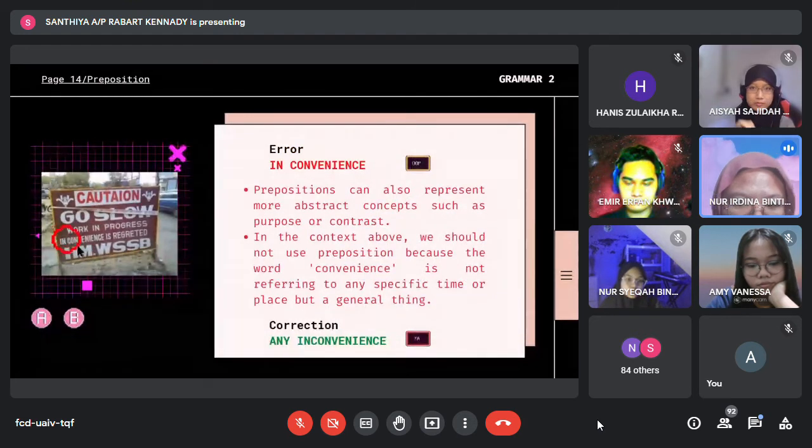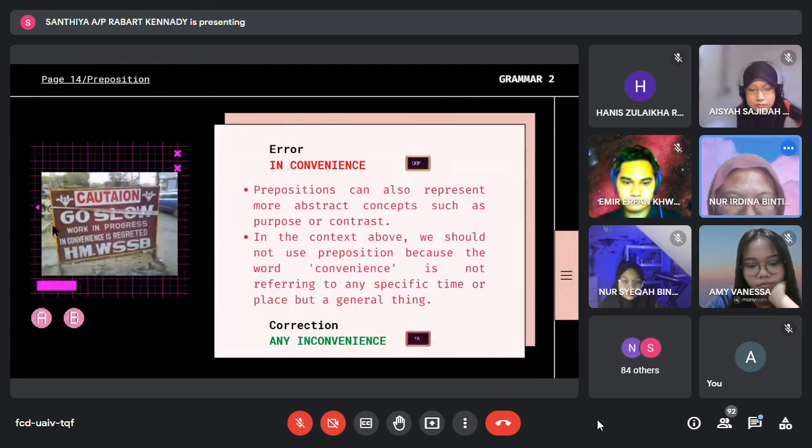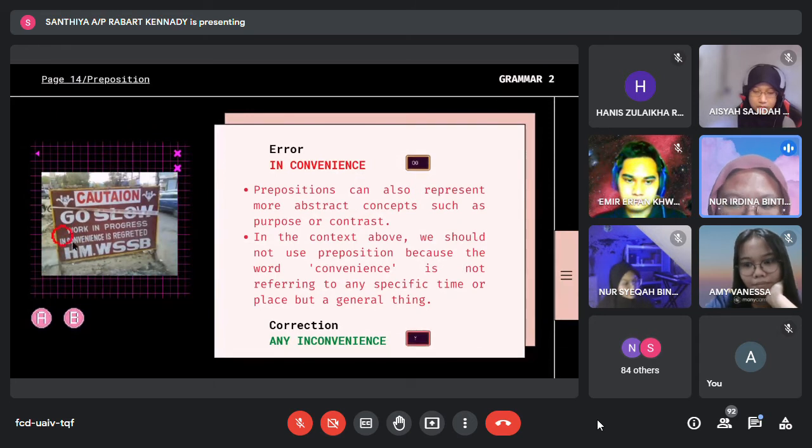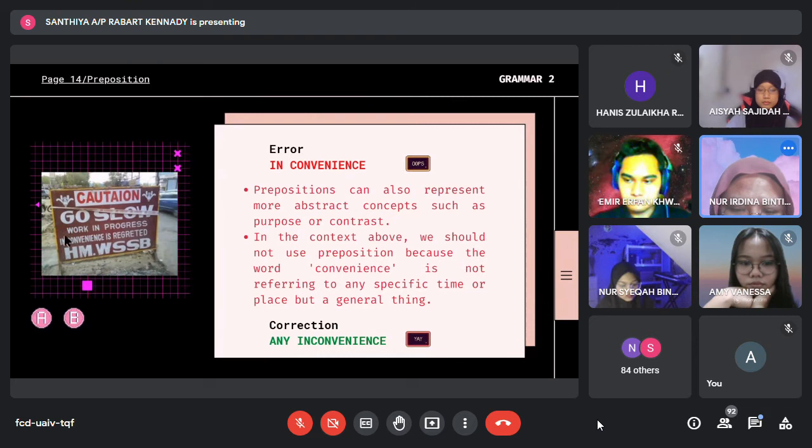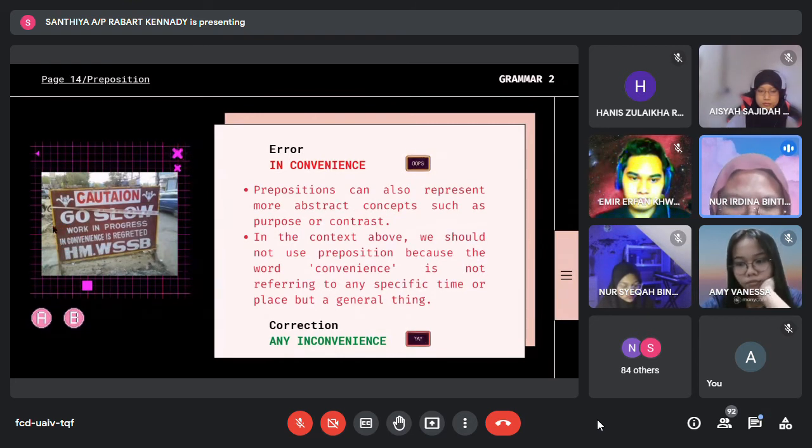So the last preposition error from our group is inconvenience. The correct way to say it is any inconvenience. Why? Because prepositions indicate the connection between words in a sentence. Most prepositions have multiple definitions. Their meaning varies greatly in different contexts. Prepositions frequently indicate where one noun is in relation to another. However, they can also represent more abstract concepts such as purpose or contrast.